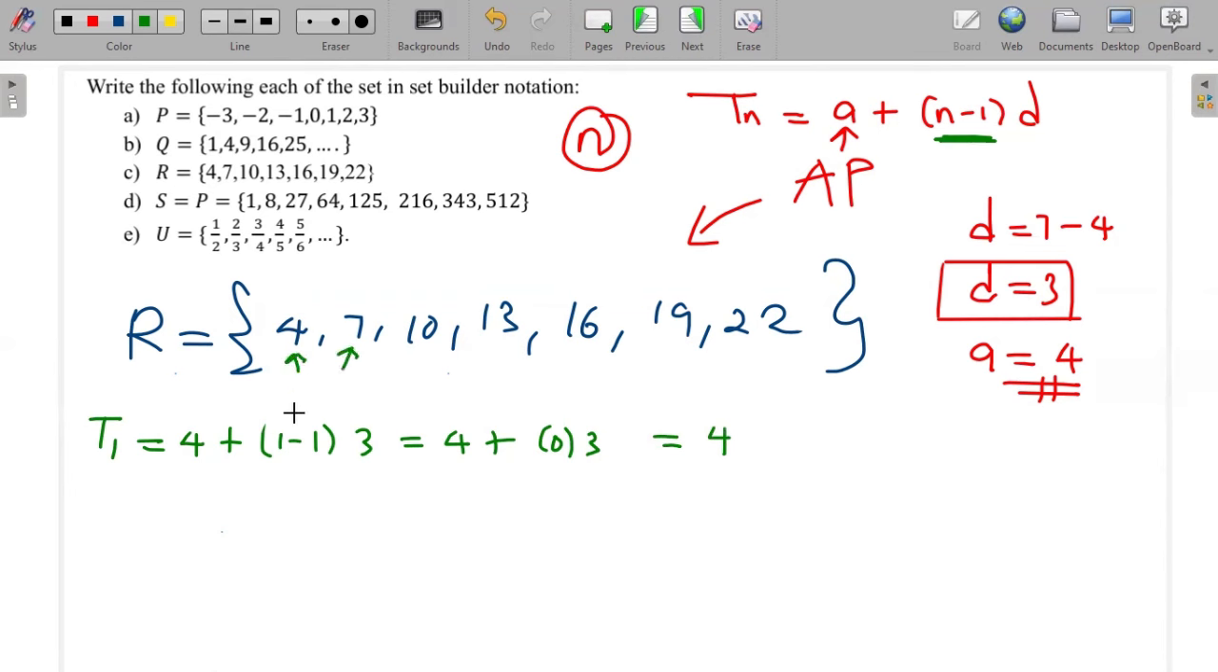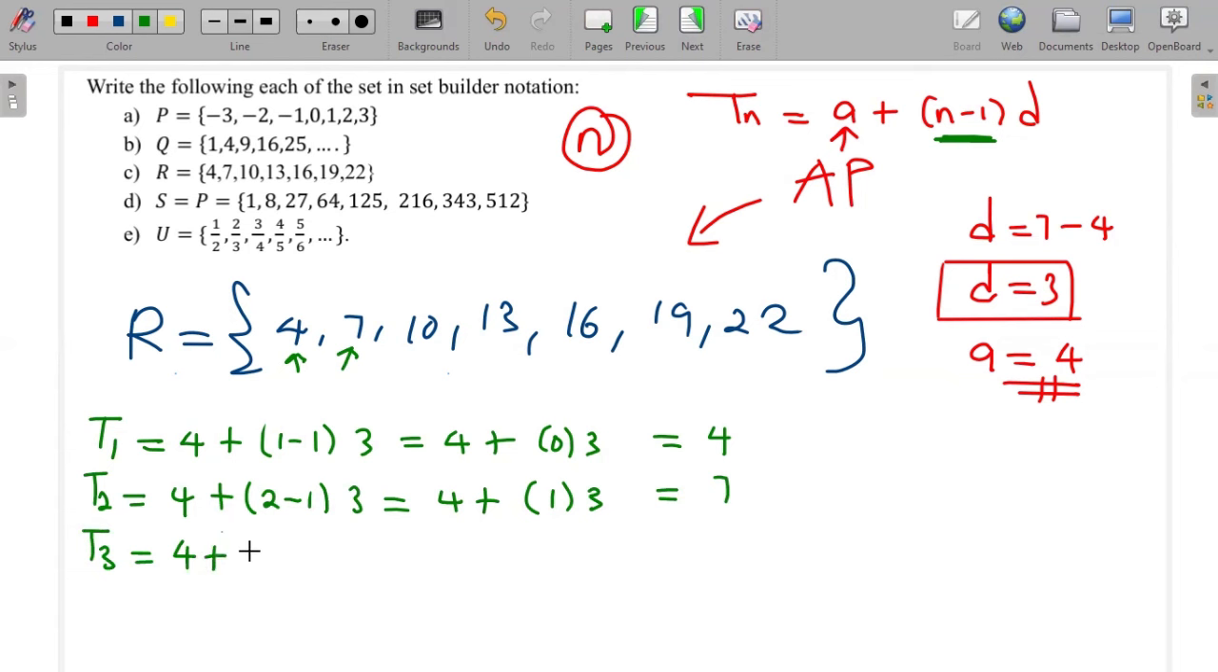The second term, which is 7 here, T2 is equal to 4 plus, in the brackets, 2 minus 1, times 3, which is equal to 4 plus, what is in the brackets now? 1. Multiply by 3, I get 7. Which was this 7? How did they get the 10? They said T3, and this was 4 plus 3 minus 1, times 3, which is equal to 4 plus 2, and then times 3, and this gave them a 10.